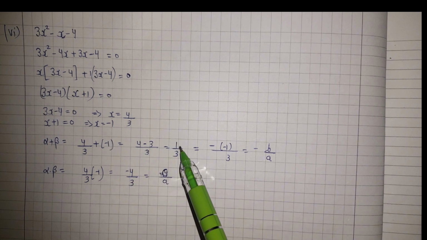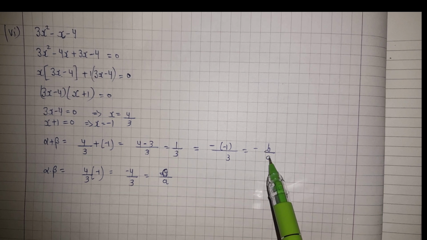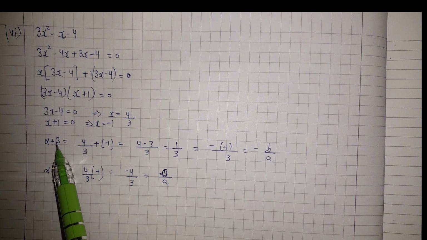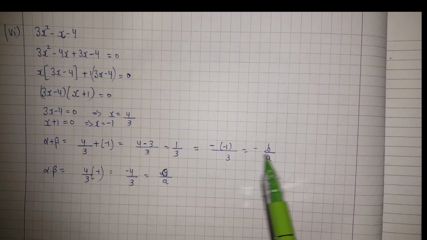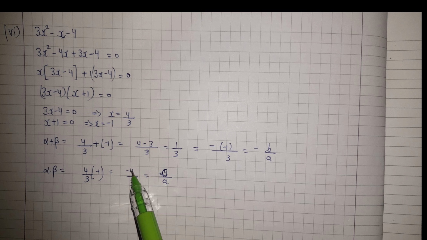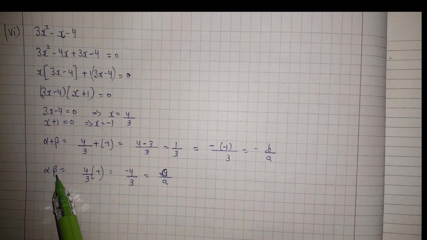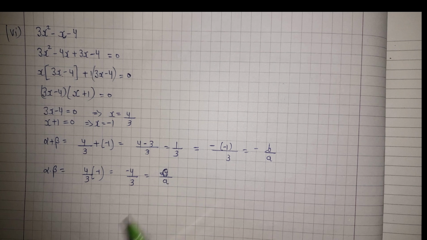After solving we will get 1 upon 3, and 1 upon 3 is also equal to minus b upon a. Hence the sum of the zeros is equal to minus b upon a. Product of the zeros is equal to minus 4 upon 3. Also minus 4 upon 3 is equal to c upon a. Hence the product of the zeros is equal to c upon a.